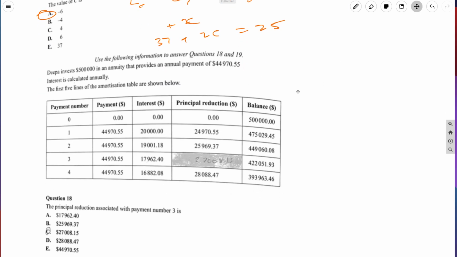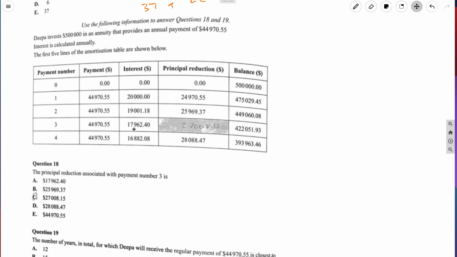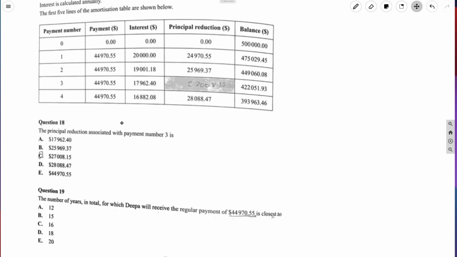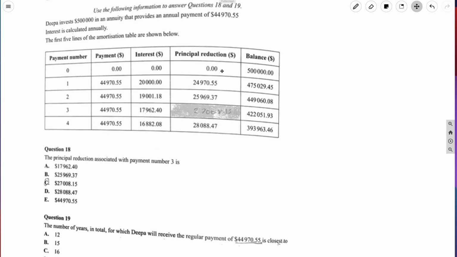The next one, 18 and 19, amortization table. Deeper invests 500K in an annuity that provides an annual payment of that much money. Interest is calculated annually. Oh, they went annual. The first 5 lines of the amortization table are shown. The principal reduction associated with payment number 3 is. So really, it's just like a loan here.